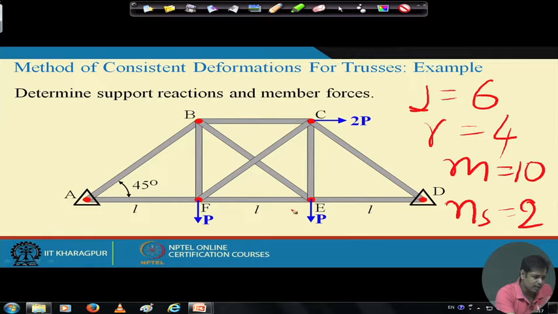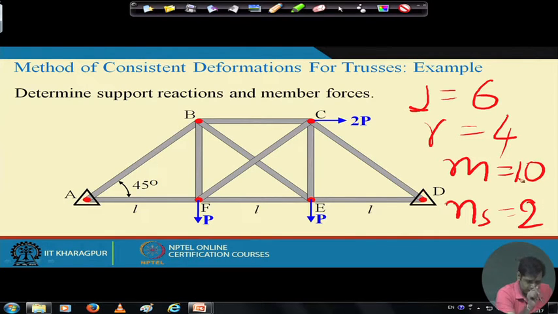Similarly, the structure has internal indeterminacy 1, because you see one of the diagonal members, this member or this member, is additional. Even if you do not provide one of them, the structure is still stable. So, the presence of one of these diagonal members makes the structure indeterminate. So, that indeterminacy is internal indeterminacy. The structure has one external indeterminacy and one internal indeterminacy. So, total indeterminacy is 2.